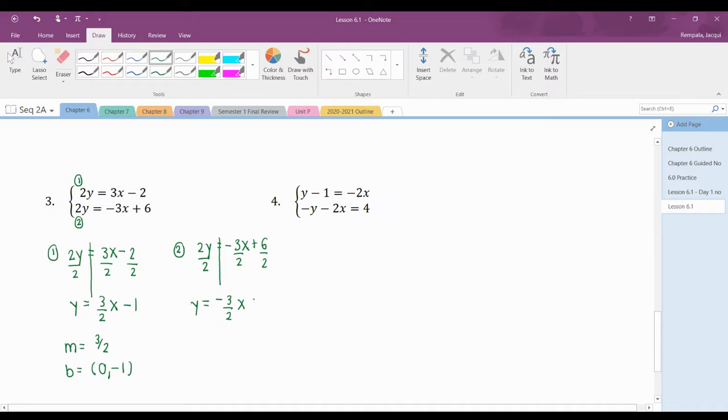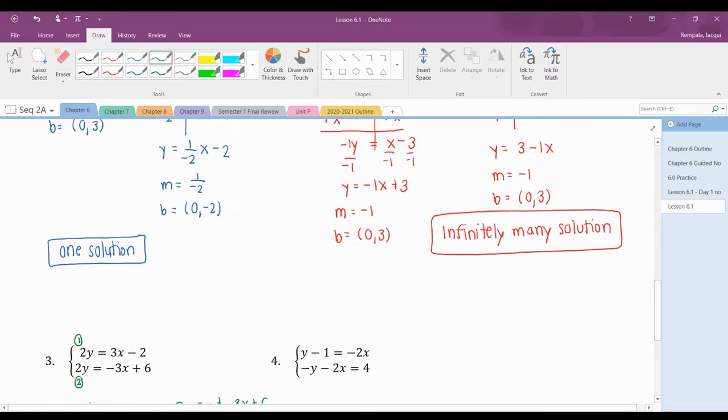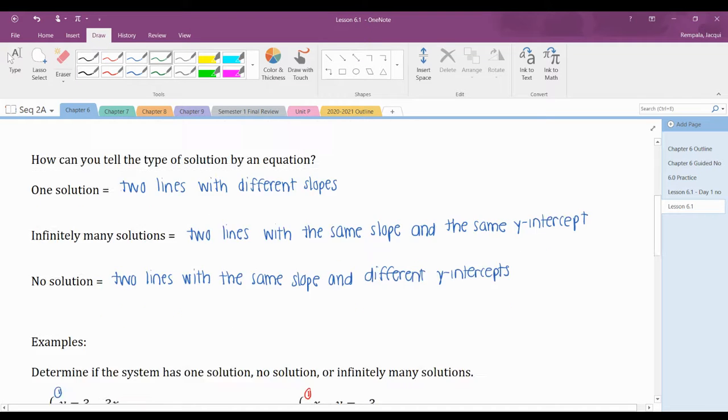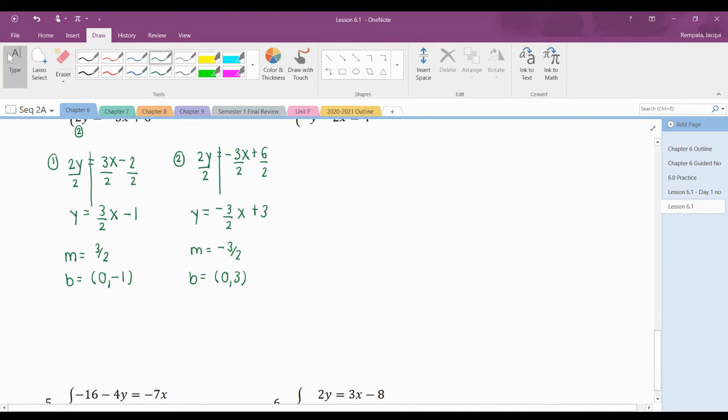Notice that 6 divided by 2 is positive 3. So my slope is negative 3 over 2. My y-intercept is the ordered pair 0, 3. Okay, so notice that in this example, my slopes are different and even my y-intercepts are different. So once again, going back up here, 2 lines with different slopes tells us that we have one solution.